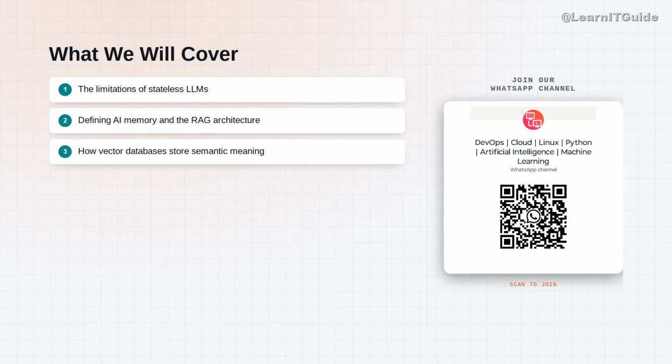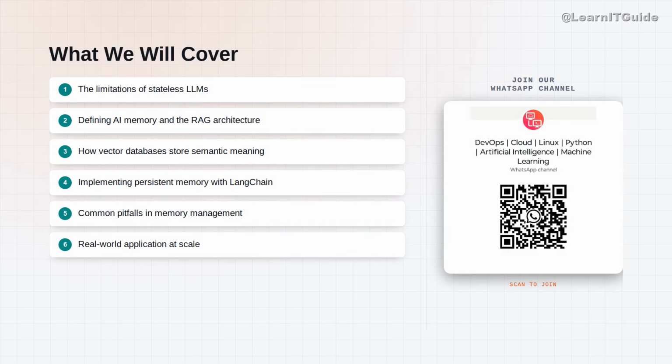Specifically, we will discuss the inherent limitations of stateless models, define the RAG architecture, and explore how vector databases function. Then, we will look at implementing persistent memory, discuss common pitfalls, and finally, examine a real-world scenario. Watch the full video without skipping any content to understand it better.